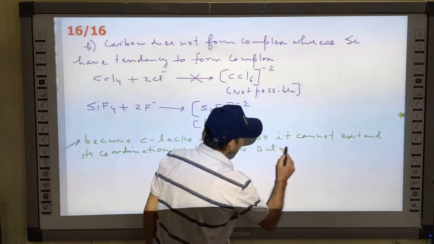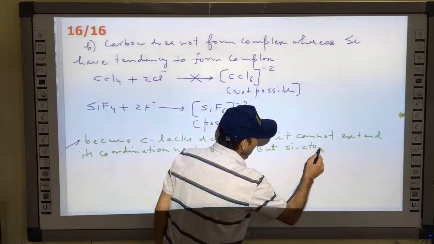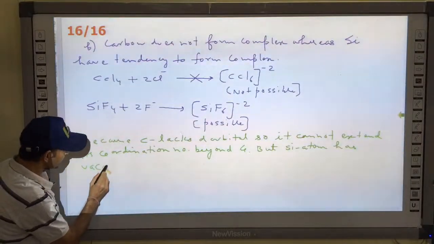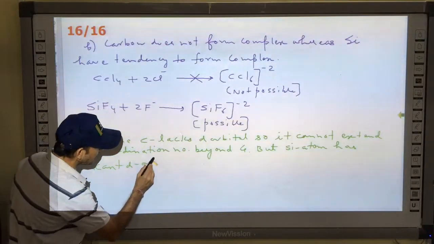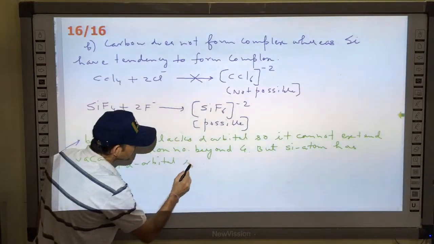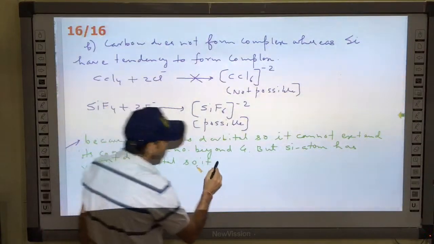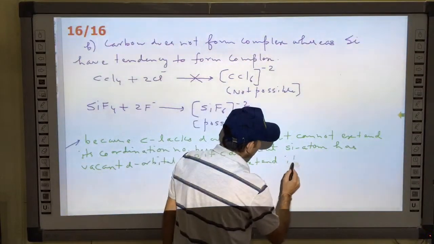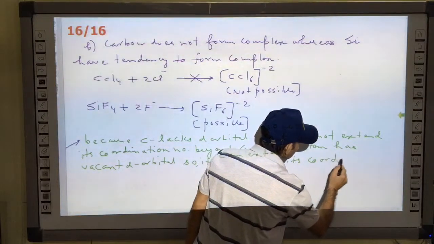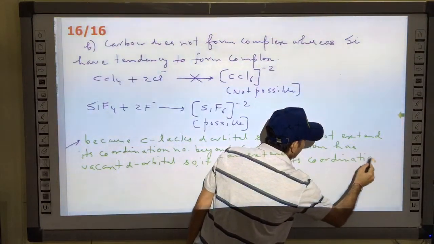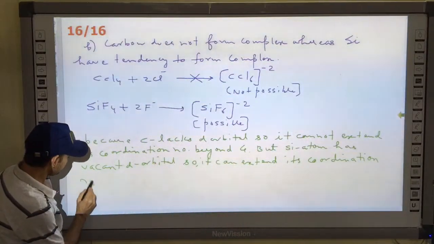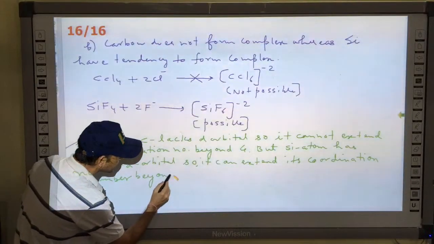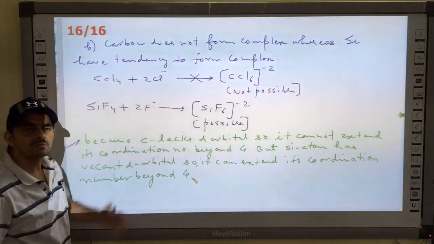But the silicon atom has vacant d orbitals. So it can extend its coordination number beyond 4. That means silicon can combine with more than 4 atoms.